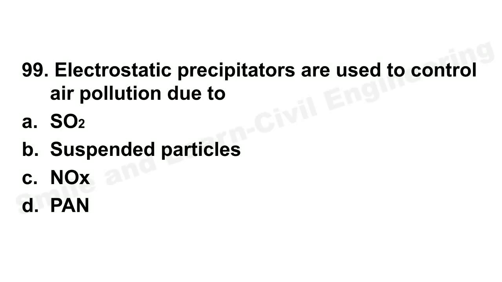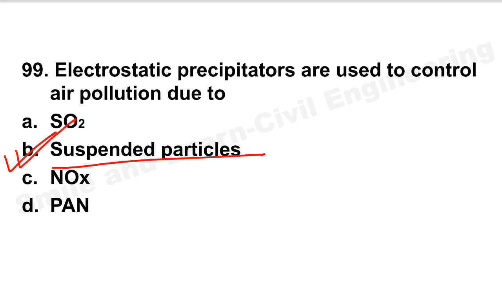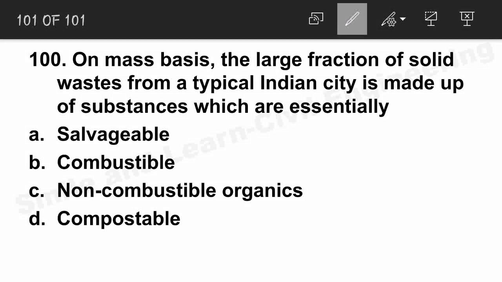Next question, electrostatic precipitators are used to control air pollution due to suspended particles or suspended materials. ESP traps suspended materials. On mass basis, a large fraction of solid waste from a typical Indian city is non-combustible organics or non-combustible inorganics also. Option C is the correct answer. Whichever is not combustible is very hazardous. So with this we have completed our 100 questions.